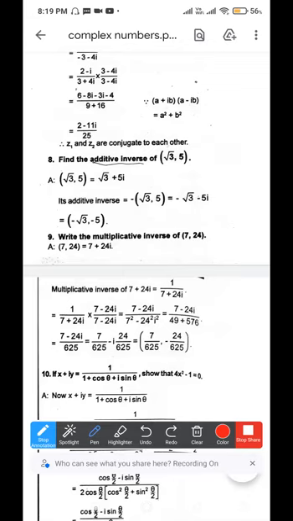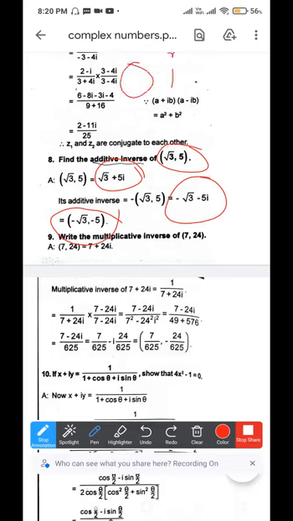Okay. So we got this complex number, which is √3 + 5i. The additive inverse is nothing but -√3 - 5i. So this is our additive inverse. We just need to multiply it with minus to find the additive inverse. To find the conjugate, we have to change the sign of the number which is with i, plus or minus. But to find the additive inverse, we are changing both the signs. Got it?